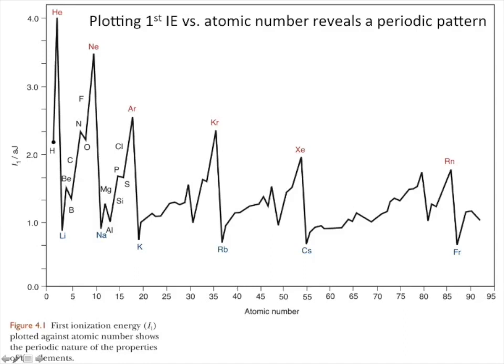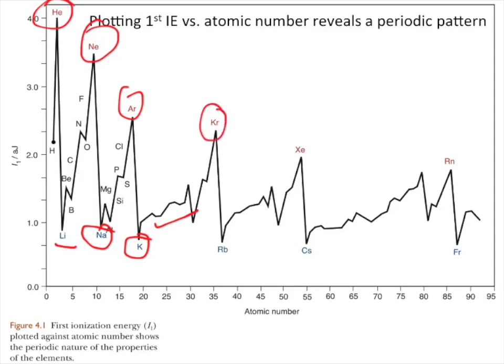If we plot the first ionization energy versus atomic number, we get this interesting pattern. We start out and helium has the highest ionization energy. Then we go across the periodic table. We start the next row from lithium all the way up to neon. Then we start the next row, sodium up to argon. Then you start again, a new row at potassium. You go through the first bit of the transition metals, and then you hit krypton, a noble gas, and so forth.